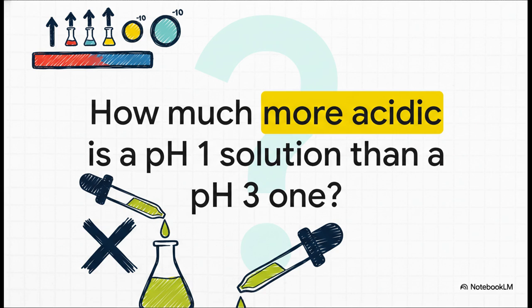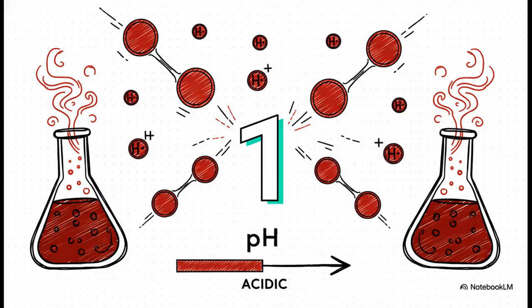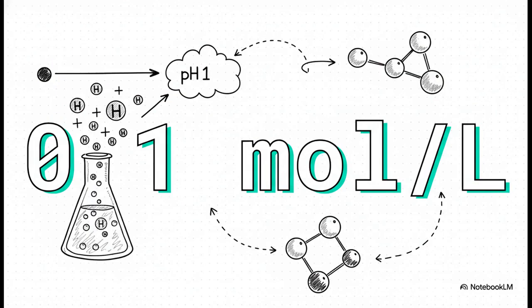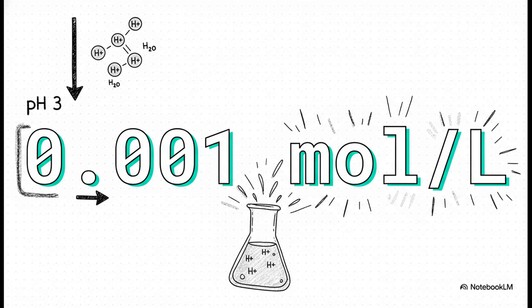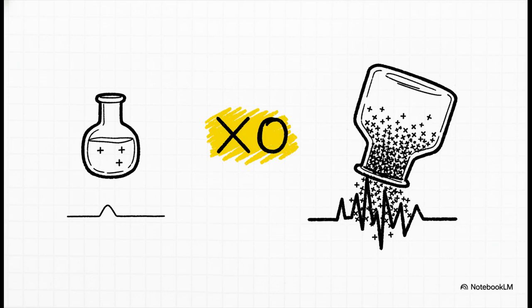Let's see what that really looks like. So we've got our first solution with a pH of 1, and that means its hydrogen ion concentration is 0.1 moles per liter. Now, our second solution at a pH of 3, well, it has a much, much smaller concentration of 0.001. So what does that mean when you compare them? That little 2-point difference means the pH 1 solution has 100 times more hydrogen ions than the pH 3 solution. That's the power of a logarithmic scale. It's like a chemical earthquake scale, where every whole number is a massive 10-fold jump in power.